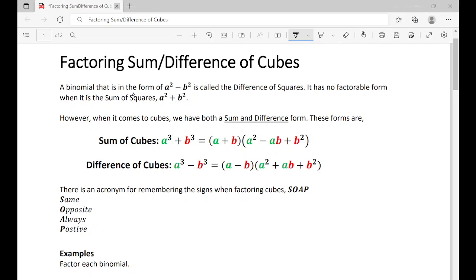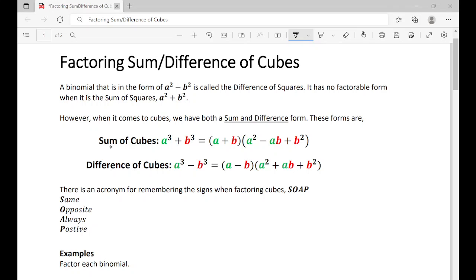A binomial in the form a squared minus b squared is called the difference of squares. It has no factorable form when it's a sum of squares, a squared plus b squared. However, when it comes to cubes, there is both a sum and a difference form.